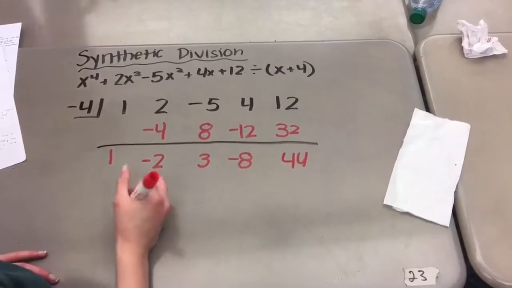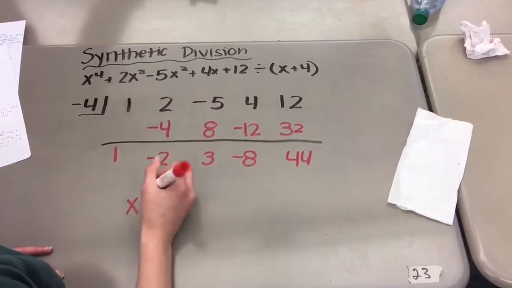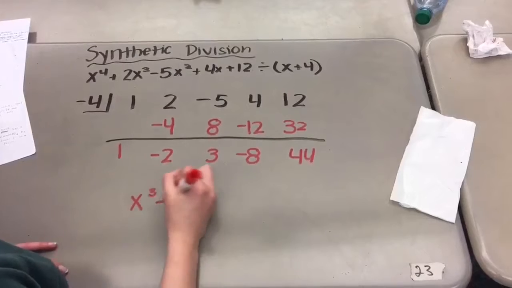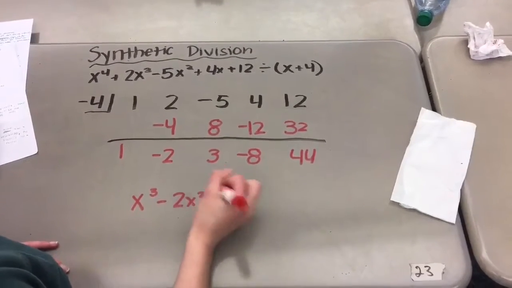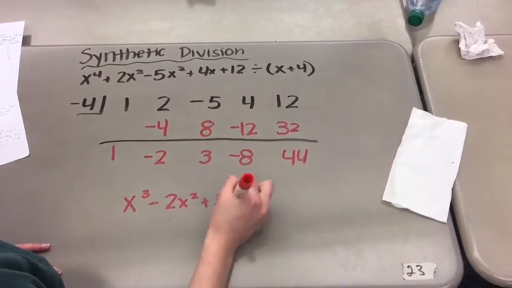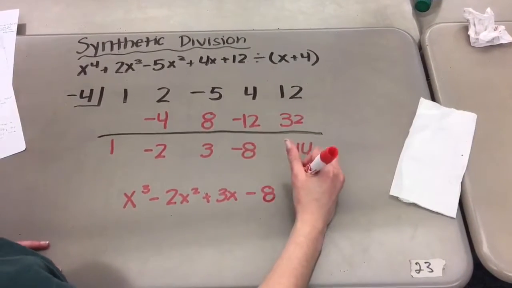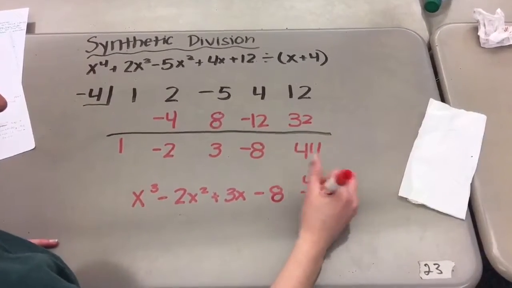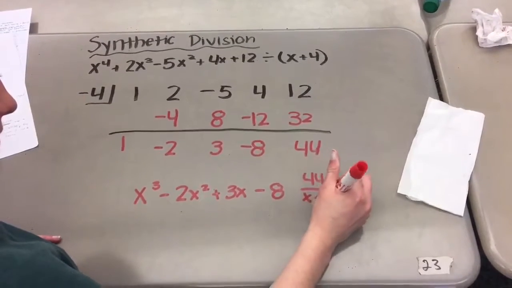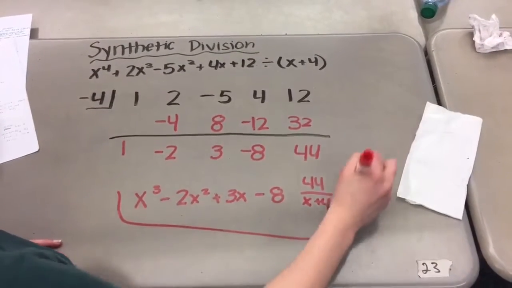Once again, your answer's leading coefficient is going to be 1 degree less than the original problem. So it would be x cubed minus 2x squared plus 3x minus 8 with a remainder of 44 over x plus 4, which is your divisor. And that is all.